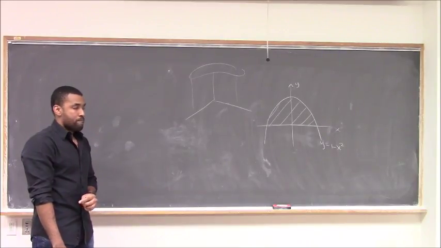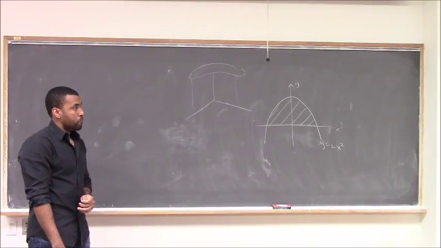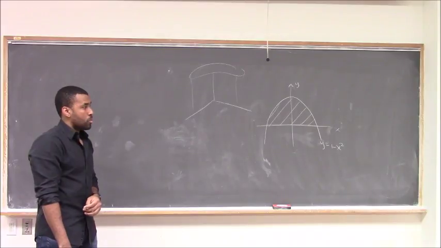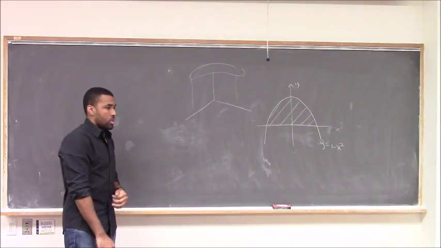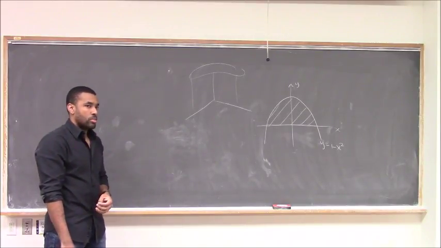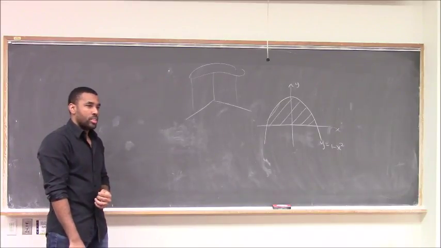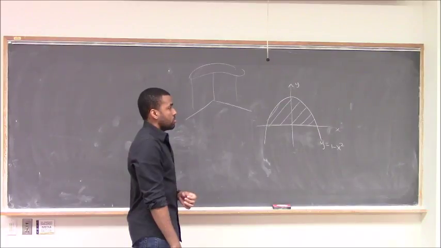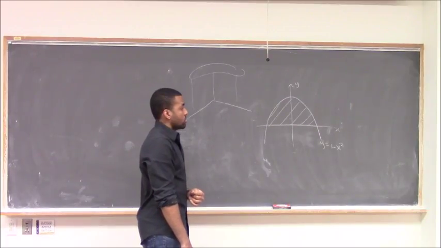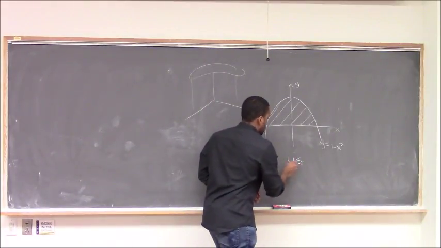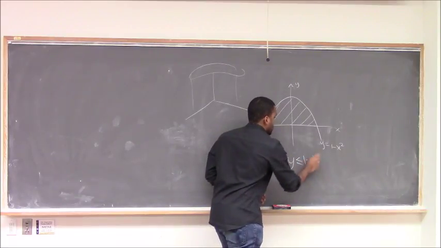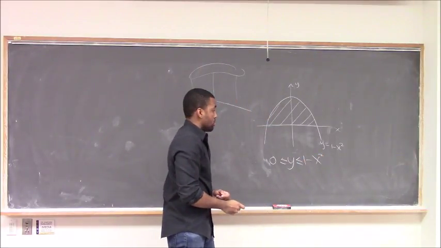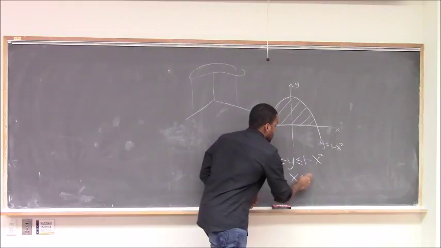So this one you will set up dy first, and then the dx. It doesn't matter, you can choose. So tell me what you choose and how you would do it. Y goes from 0 to 1 minus x squared, and then x goes from negative 1 to 1.